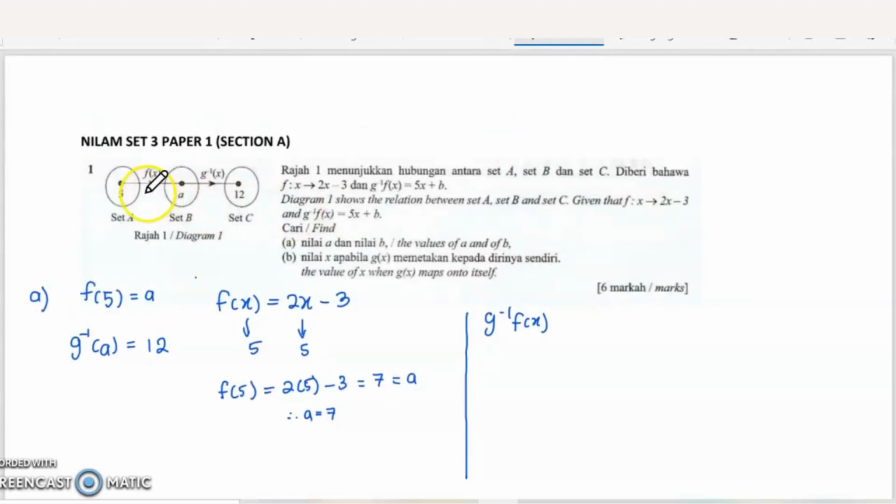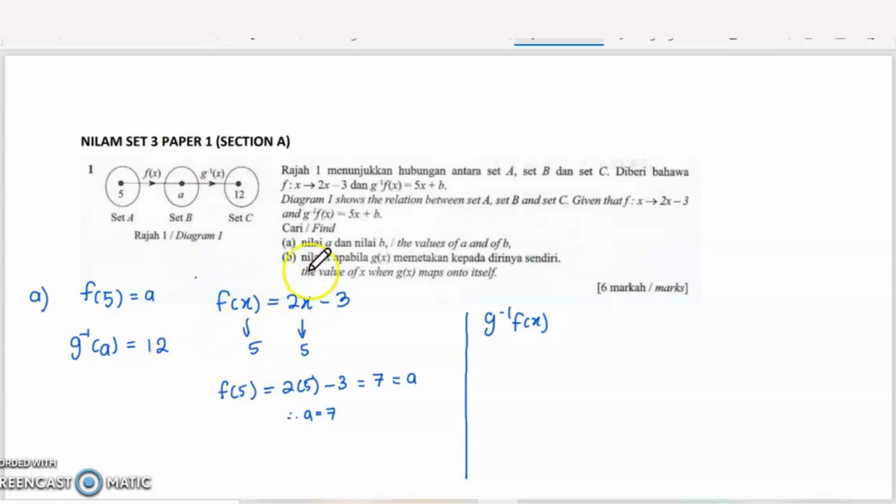As we can see from this arrow diagram, when we substitute the value 5, which is the object, into the function f, we get the image of a. Jadi bila kita masukkan 5 as an object, kita akan dapat a sebagai image. So you substitute f(5) and you get a. From this part, when you substitute the value a as the object into the inverse function g, you will get the image, which is 12.